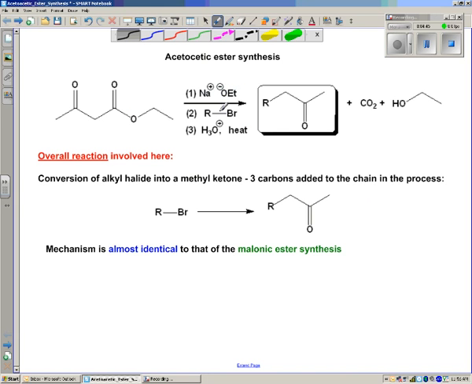Step 1 was addition of the base, then we add in the alkyl halide. In fact, this really doesn't need 3 steps here. The last step is the addition of H3O plus and heat. It's really a second step, I should say, so I apologize for any confusion about that.